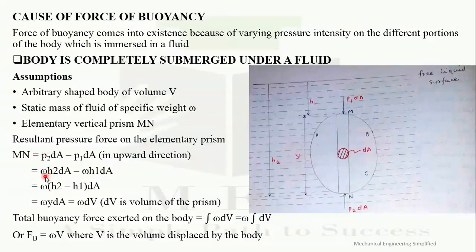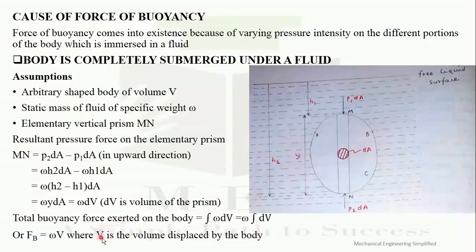And P you can write as omega H2 and omega H1, times dA. So this is omega H2 minus omega H1, times dA, and omega Y dA is equal to omega dV, where Y dA is dV, the volume of the prism. This is only for this prism MN. For the total force exerted on the body, you have to integrate it over the whole volume. So we get that Fb, the buoyancy force, is equal to omega times V, where V is the volume displaced by the body.